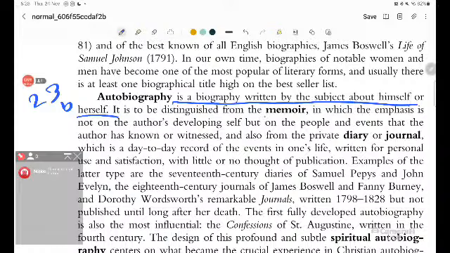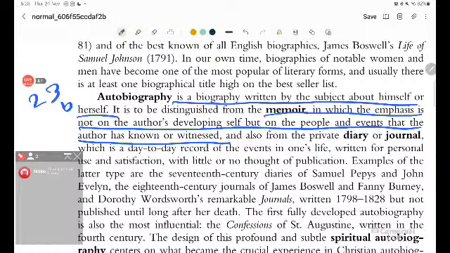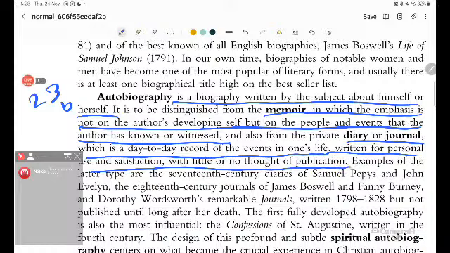तो एक तो होगा memoir, ठीक है. और दूसरा है डायरी और जर्नल. ठीक है, तो एक तो यहाँ पे हो गया हैशटैग, दूसरा मेमोर हो गया, और तीसरा ऑटोबायोग्राफी हो गया.